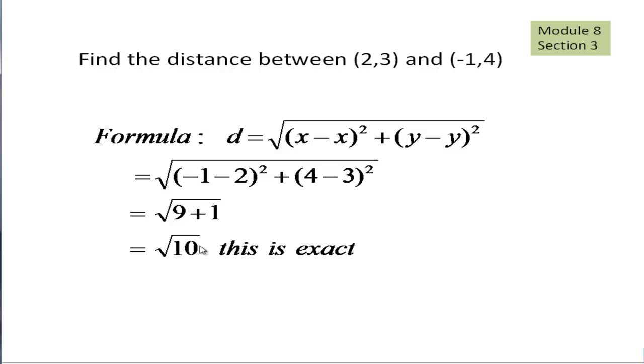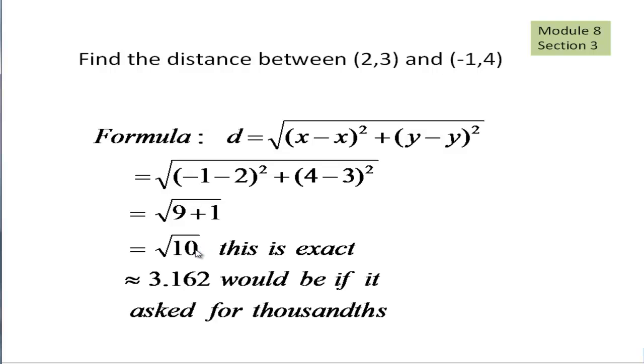This is called the exact answer. So when you're working in section 3, if it says exact, you must leave a square root in your answer. So don't use decimals if it says exact. Now, if it wanted decimals, if it said 2 decimal places, 3 decimal places, thousandths in this case, you could type it in your calculator, take the square root of 10, that'd be 3.162 if it asks for thousandths. But make sure if it says exact, you leave the square root symbol in there. If it says an approximation or thousandths, hundredths, tenths, whatever it says, type it in the calculator.